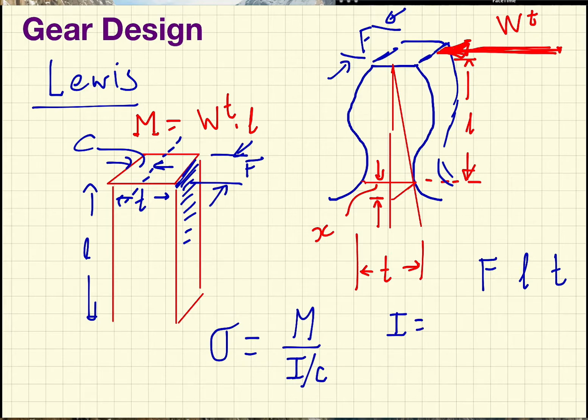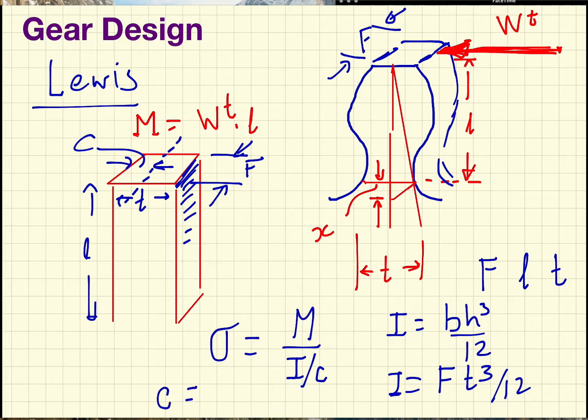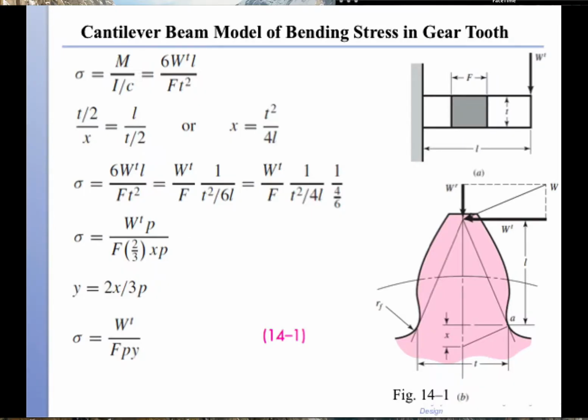I, as we know, is bh cubed over 12, and the b in this case is F, and the h is t, and therefore this is the second moment of area. c is t over 2. So if we plug that in, we'll find that the bending stress is equal to 6 Wt times L over F t squared.